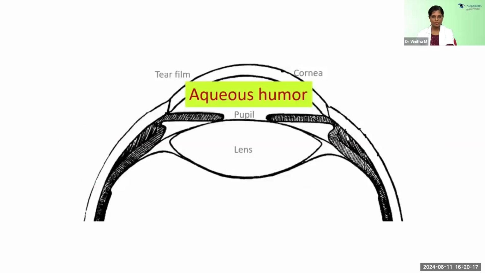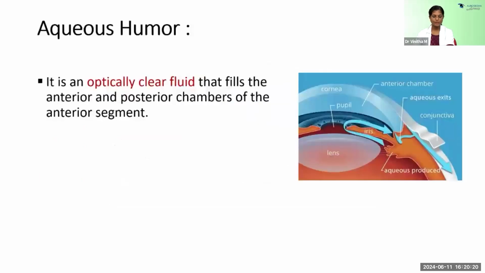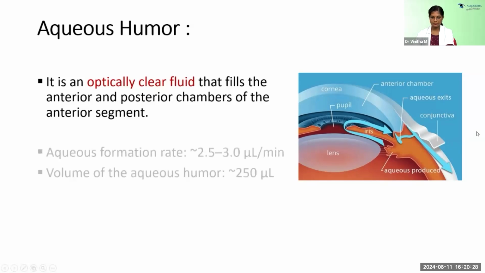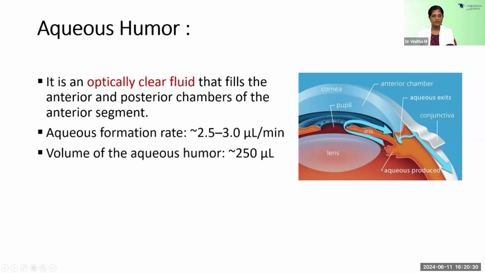Moving on to aqueous humor. Aqueous humor is an optically clear fluid that fills the anterior and posterior chambers of the anterior segment. The flow rate is 2.5 to 3 microliters per minute. The volume is approximately 250 microliters. The refractive index is 1.3 and the pH is 7.2.